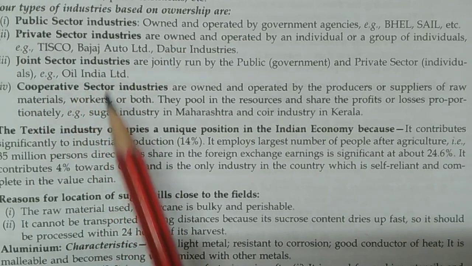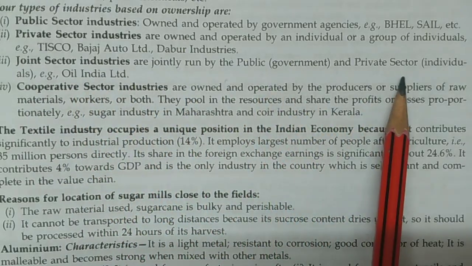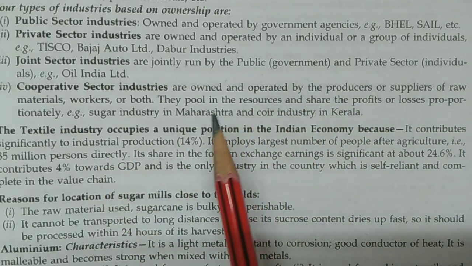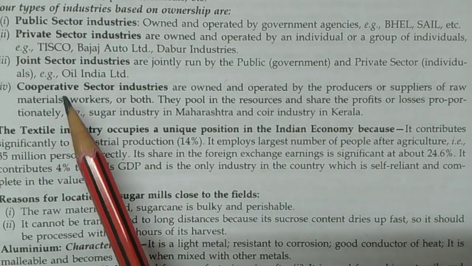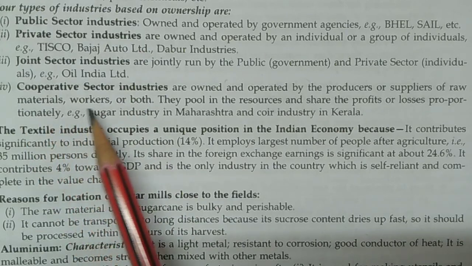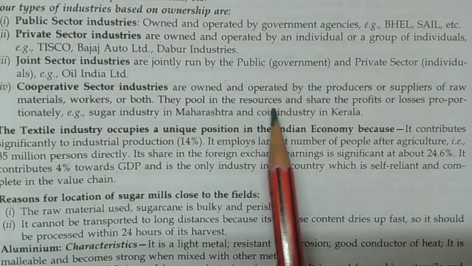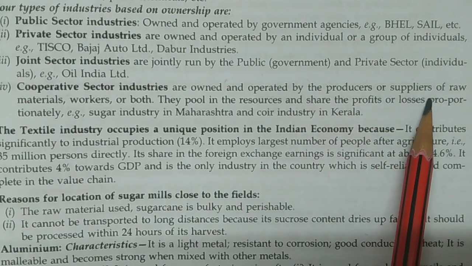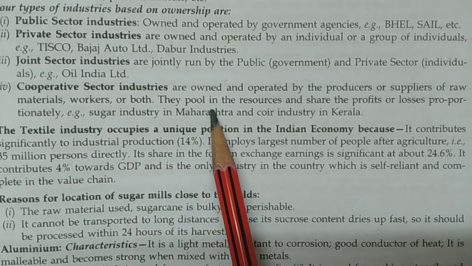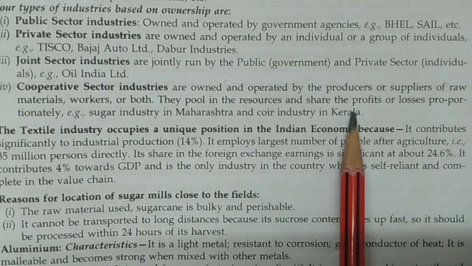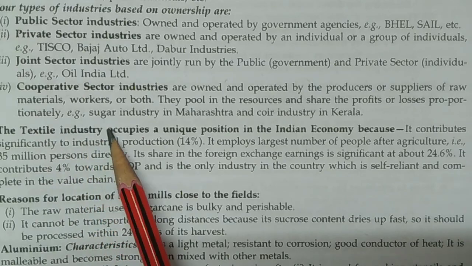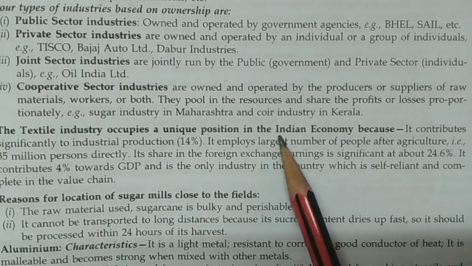Third, joint sector industries are jointly run by the public and private sectors. Here, government and individual both are running this sector. It's called joint sector, for example, Oil India Limited. And fourth, cooperative sector industries are owned and operated by the producers or suppliers of raw materials, workers, or both. They pool in the resources and share the profits or losses proportionally, for example, the sugar industry in Maharashtra and the coir industry in Kerala.